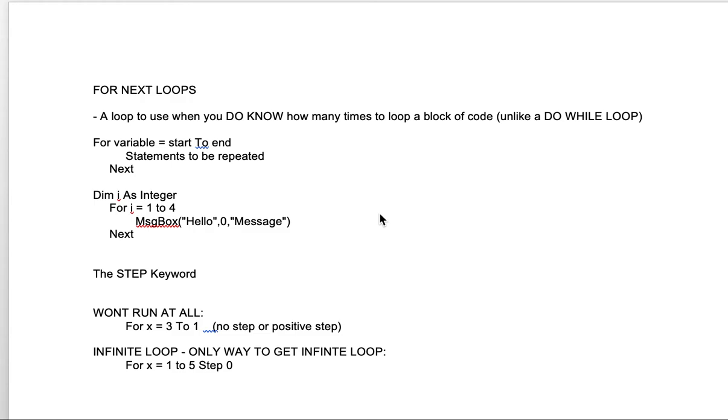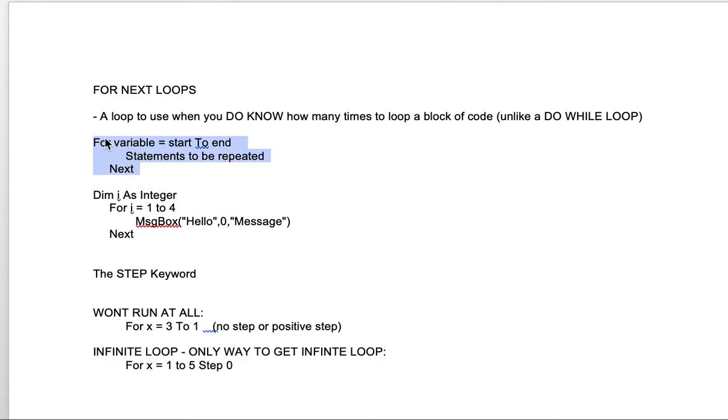For next loops are a loop to use when you do know how many times a block of code is going to run, unlike the do while, which you usually use when you don't know how many times a loop needs to be run. So here's the syntax.